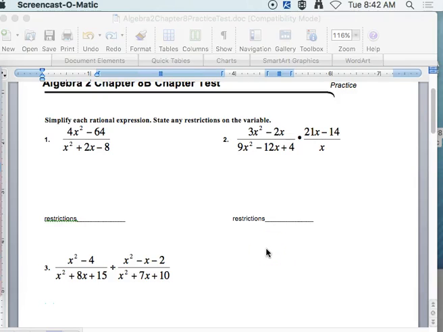Alrighty, so what we're looking at here is a practice version of the test, and let's see what everybody remembers. Simplify each rational expression. State any restrictions on the variable. What do you suppose we gotta do? 4? Good place to start. Let's take a 4 out.